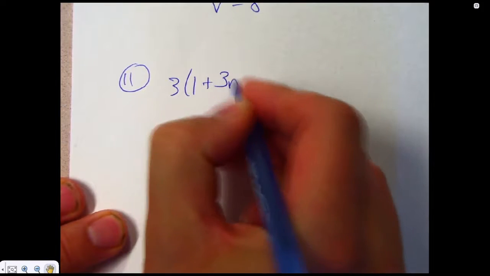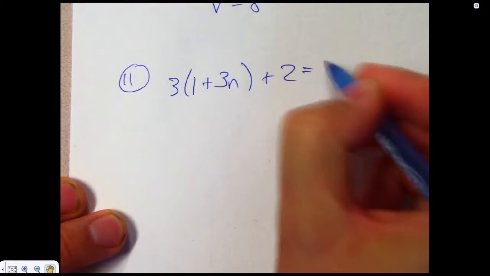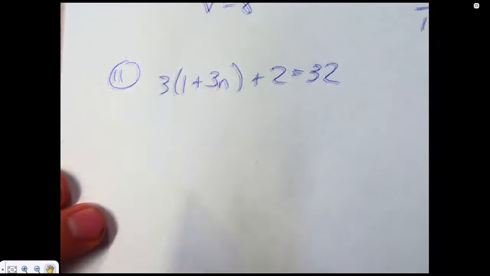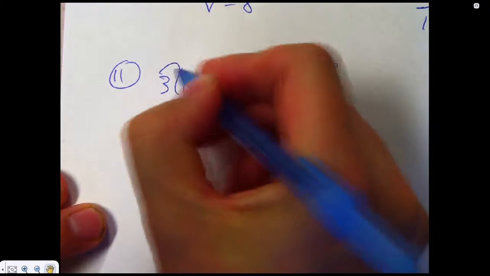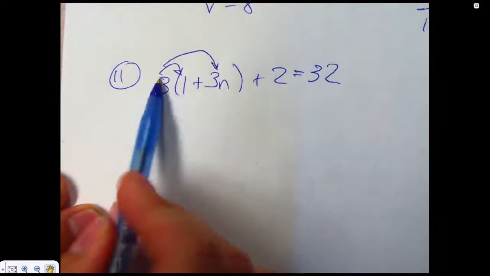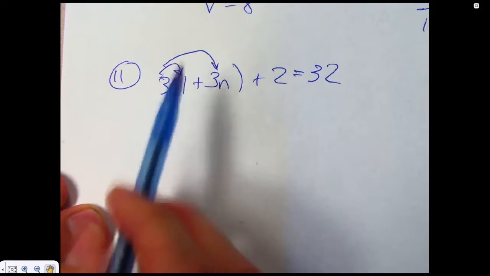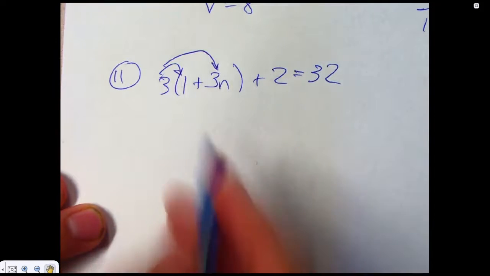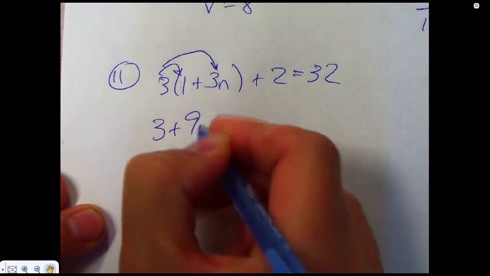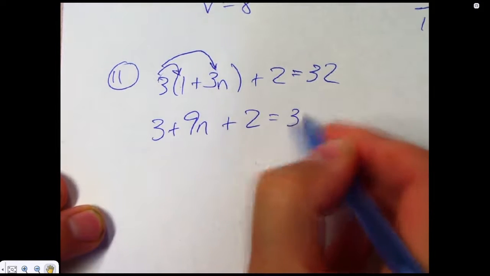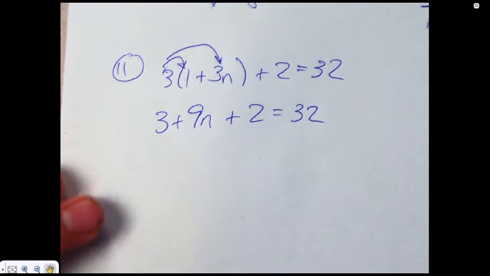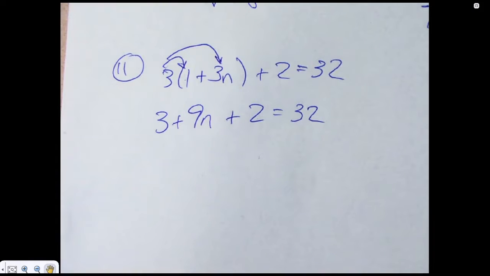Number 11. So now we've got some distributing in there. Remember, if you have a number outside of parentheses like this, that's the distributive property, so that 3 needs to get multiplied by that 1, and that 3 needs to get multiplied by that 3n. So I got 3 plus 9n plus 2 equals 32. And then it kind of goes back to number 1. So now we're in the position where we can combine like terms, and then move the variables to one side and the numbers to the other.